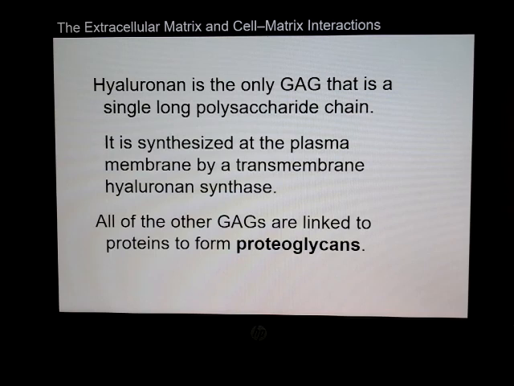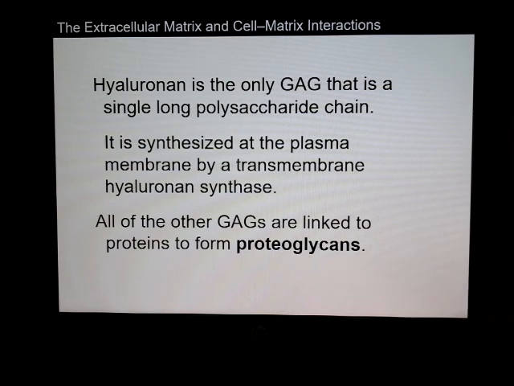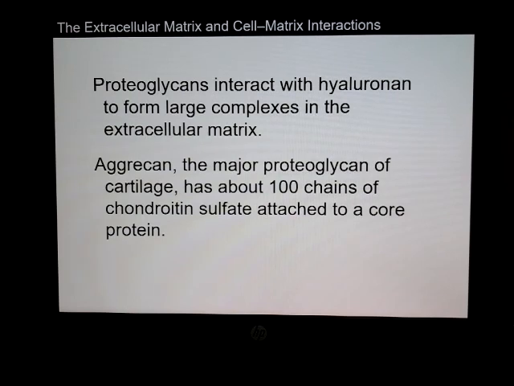So hyaluronan, I think I said it right, is the only GAG that is a single long polypeptide chain. All of the other GAGs are linked to proteins to form what we call proteoglycans. So the proteoglycans will interact then with the hyaluronan and basically form large complexes.